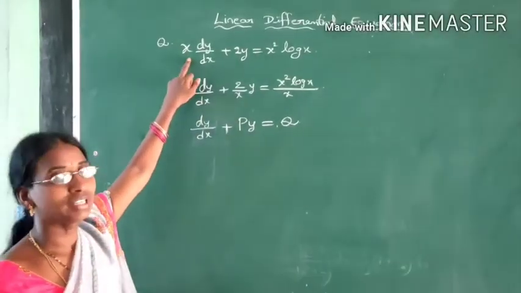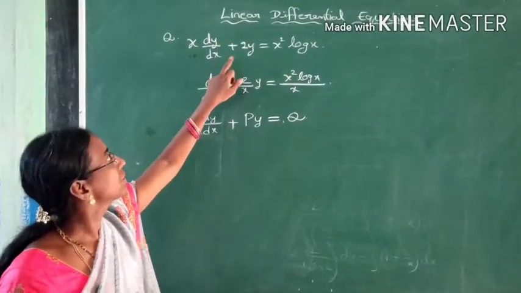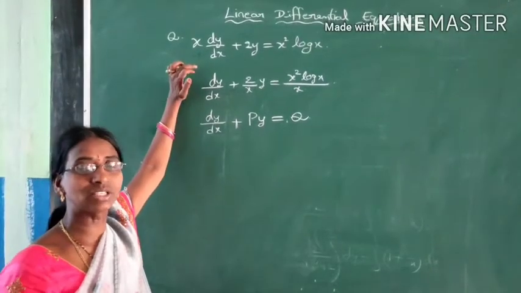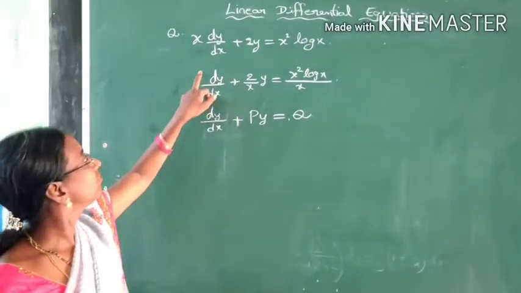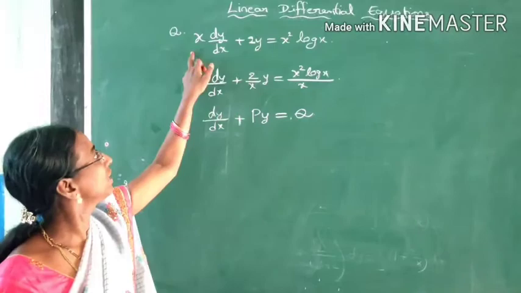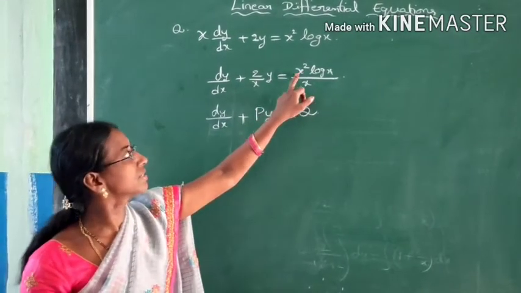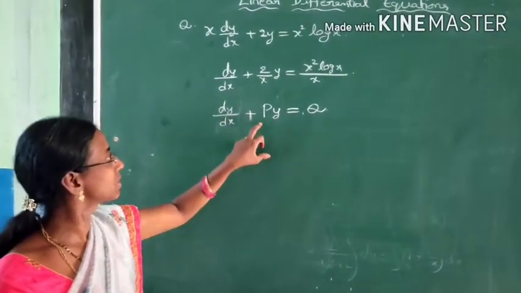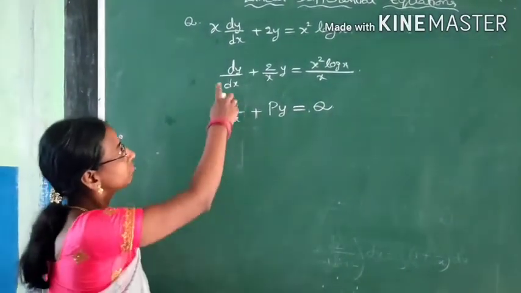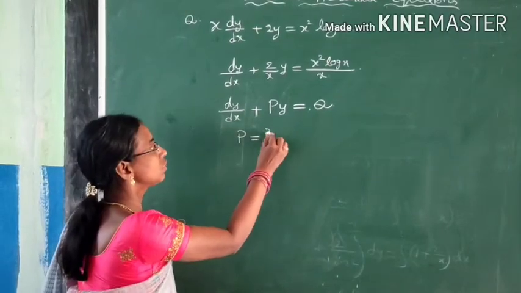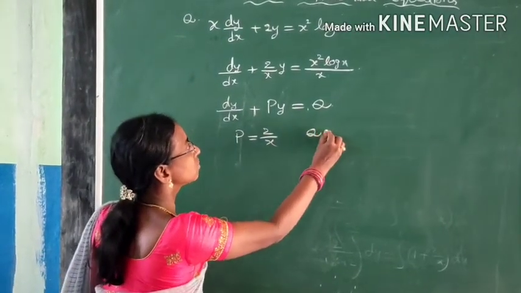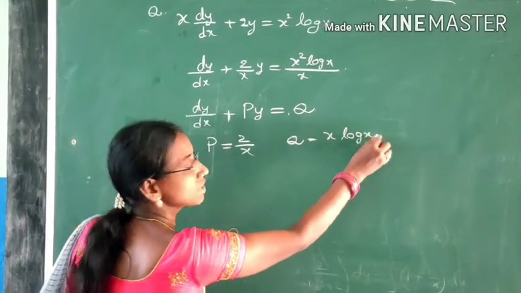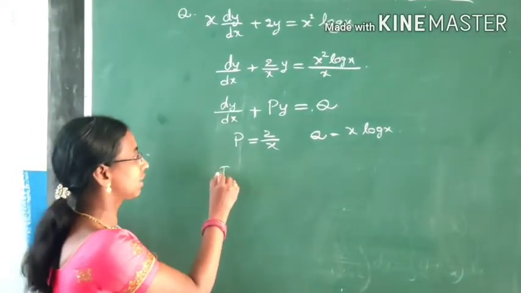Solve the linear differential equation x dy by dx plus 2y is equal to x square log x. Let us change this into the standard form: dy by dx plus 2 by x y is equal to x square log x by x. The standard form of the equation is dy by dx plus py is equal to q, where if you compare these two, p is equal to 2 by x and q is equal to x square, and x will get cancelled, x log x. So first of all we need to find out the integrating factor.